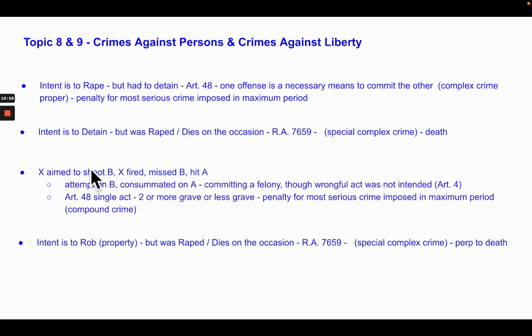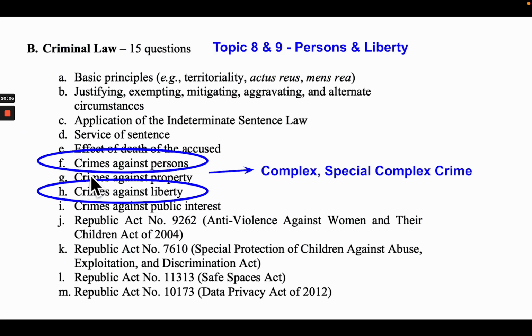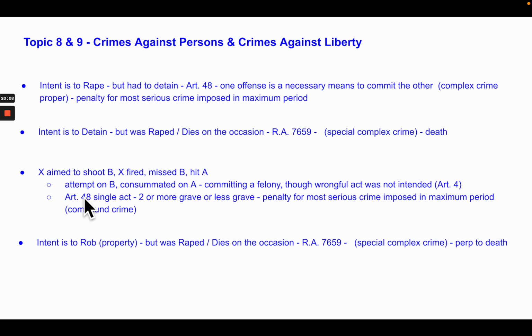All right. Now, another discussion on Article 48. A aimed to shoot B. Oops. All right. So A fired at B, but A missed B and hit C. So how many crimes are committed? Really, there are two. The attempt on B, wanted to shoot B, fired at B, but did not hit B. There's another crime of hitting the other person. So there are two crimes.